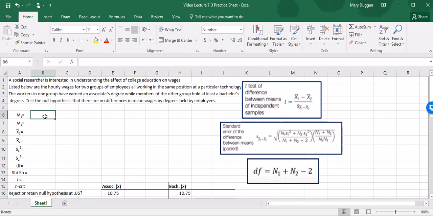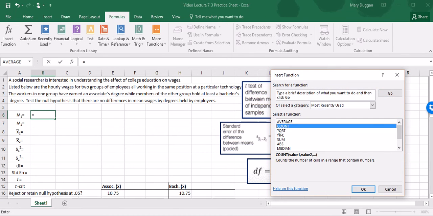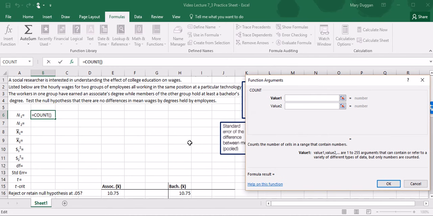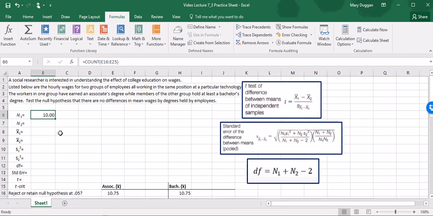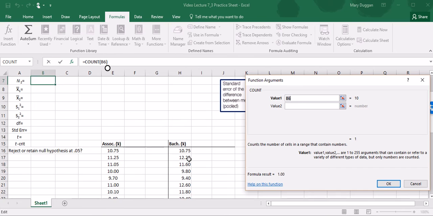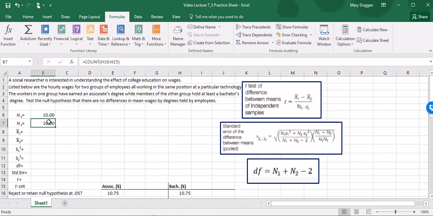And did you know that Excel has a count function? Makes it easy. So I'm going to go to Formulas, Insert a Function. I already have the count here because I've used it recently, so I'll just take it. I'm going to select all those in the Associates group, and we have 10 in the Associates group. It's easy, of course, just to count them, but I'm going to use this function for grins. Okay, so we have 10 in each group, so we have that part of our information entered.